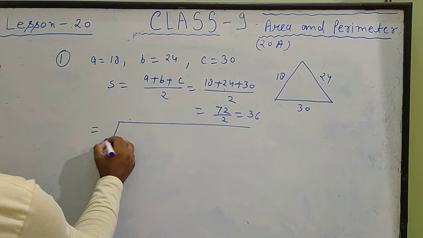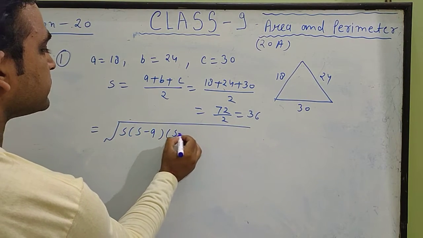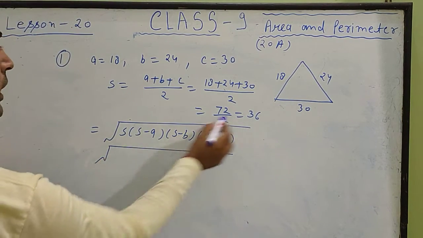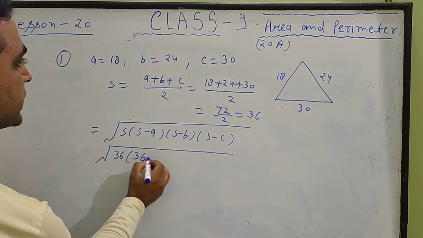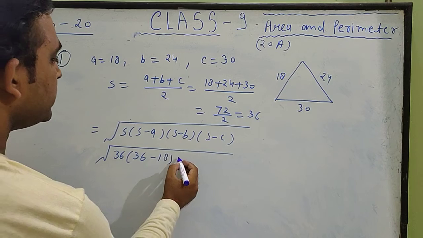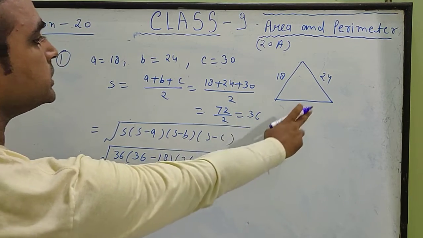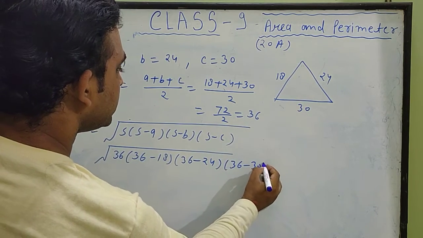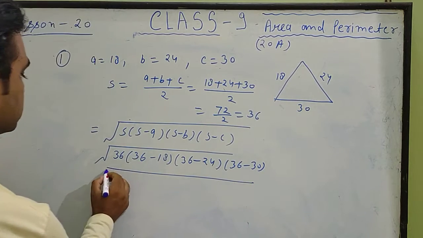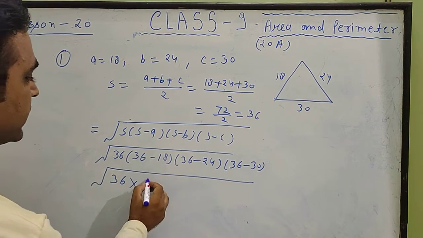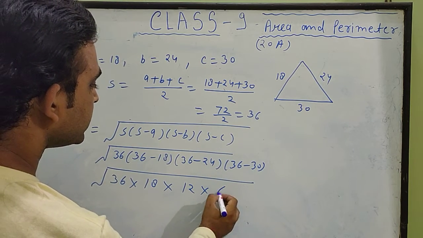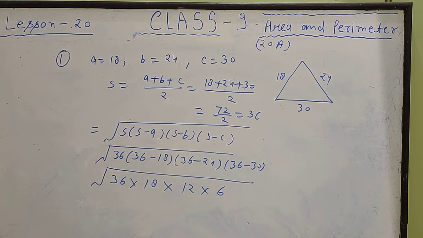Heron's formula is the square root of s(s minus a)(s minus b)(s minus c). So the value of s is 36, 36 minus a is equal to 18, 36 minus b is equal to 24, and 36 minus c is equal to 30. Now solve it. So 36 minus 18, 36 minus 24 is 12, and 36 minus 30 is equal to 6. Okay, now we have to solve it.